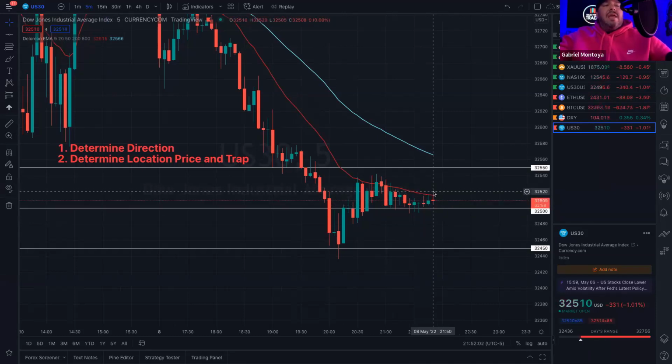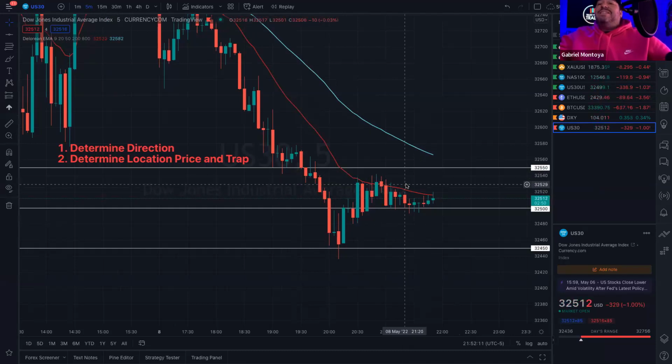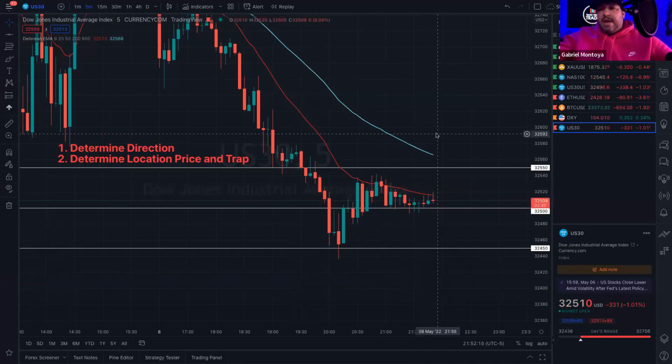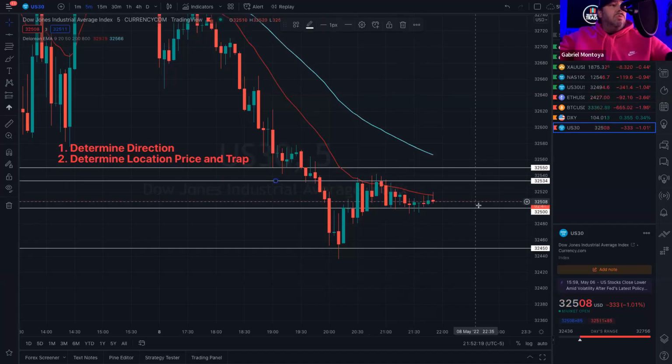So where's your exit? My exit is right here, the top of this candle. Why? Because that's what she has to break to show me that she's continuing to the upside. Why do you say that? Because this is a zone right here. So if she breaks into this area and she breaks this wick right here, she's confirming to me that she's going to run, and I'm going to take my loss.